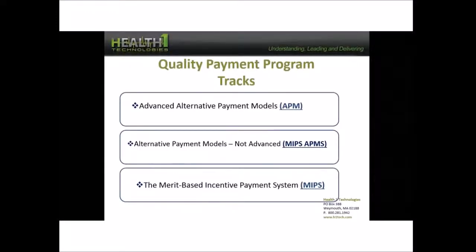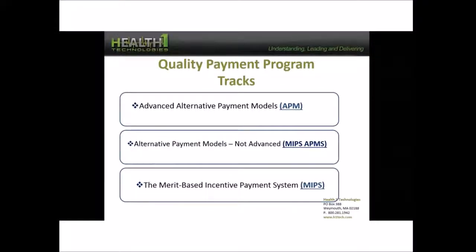So there's 3 different tracks of the MACRA program. One's called an advanced alternative payment model. There are very, very few people in the country that are in this option. I won't really discuss it a whole lot today because it really is just something that's not common in the market. The second one is, it's an alternative payment model, but it's not advanced, so they call this a MIPS APM. If you are part of an ACO currently, this might be something that you are falling into.